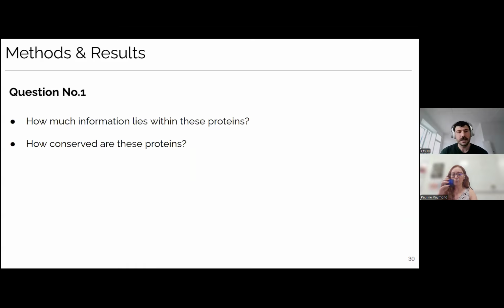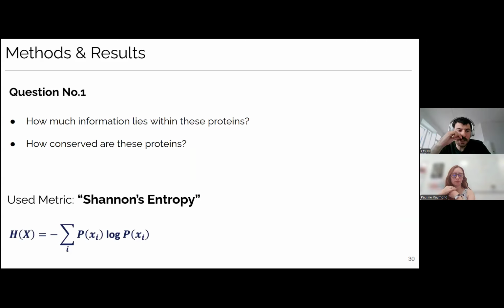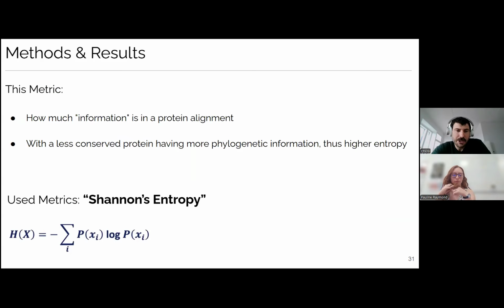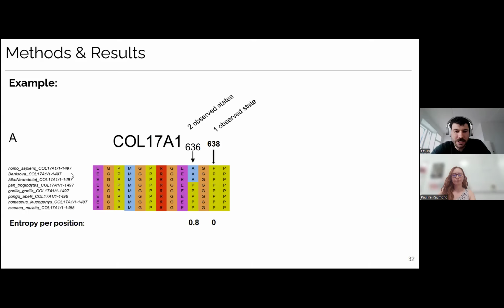So with this dataset, the first question we tried to answer is how much information lies within these proteins, which is another way of saying how conserved these proteins are phylogenetically or evolutionarily. And for this, initially, we tried using this metric called Shannon's entropy. This metric can tell you how much information is in the protein alignment, with a less conserved protein having more phylogenetic information, and thus a higher entropy. And we can see here a couple of examples.